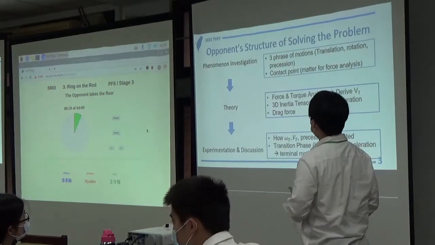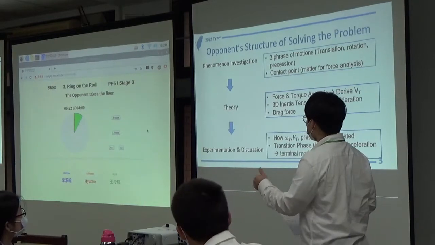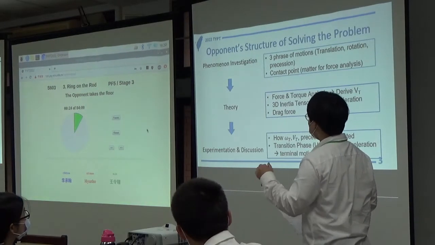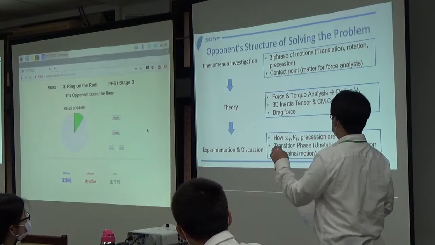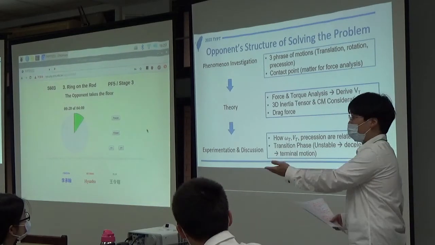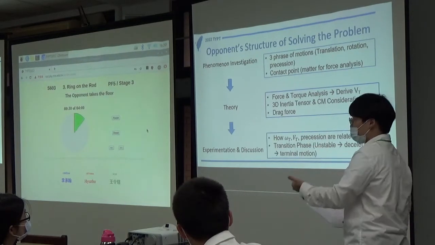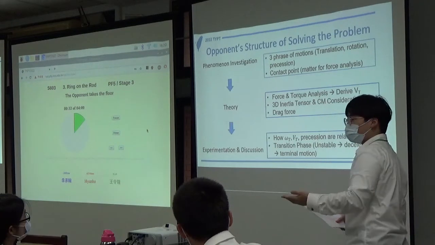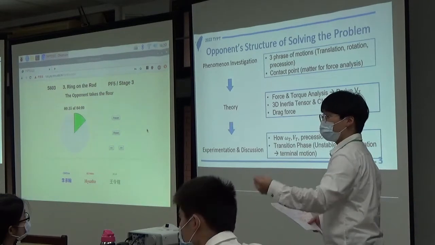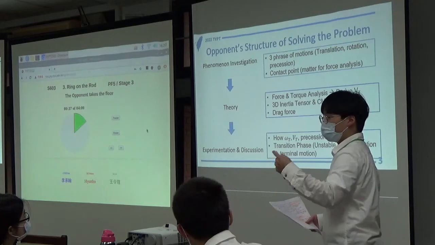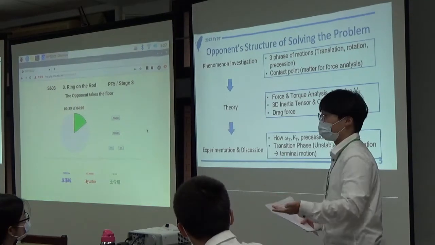For my perspective, I'll structure the problem statement by first talking about the 3 phases of motion, because we also need to consider translation. The reporter did not mention it along with the rotation and precession. And we also need to talk about the contact points, because different numbers of contact points give different numbers of forces that we need to analyze in the free body diagram.